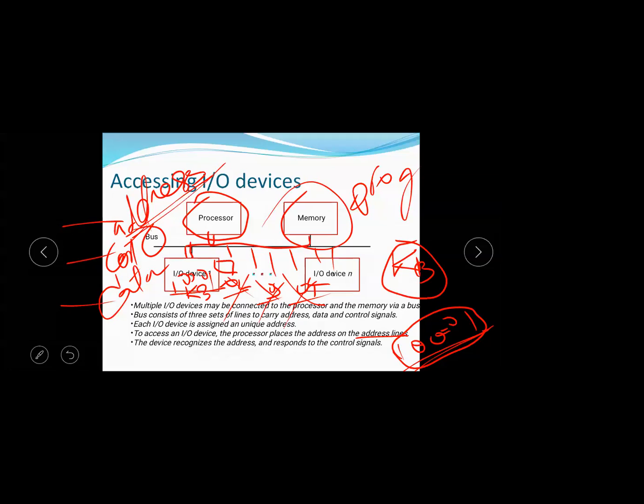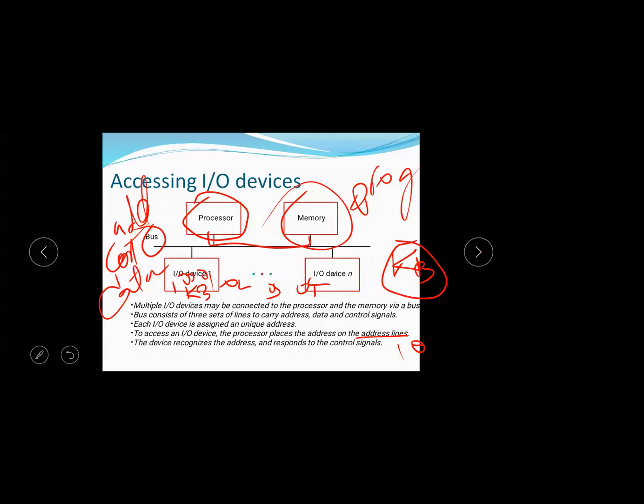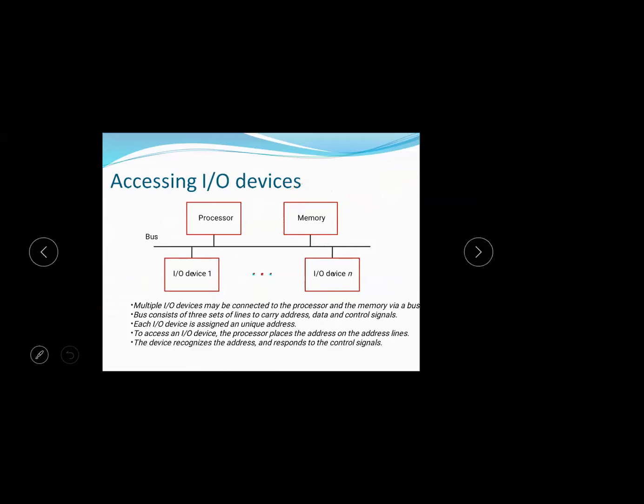Physically the connection will be there, but the data is not transmitted to the remaining devices. They are muted, and only the keyboard is transmitting the data. The remaining devices are in mute position, and the keyboard is the only one transmitting data to the processor. All remaining devices are clear.